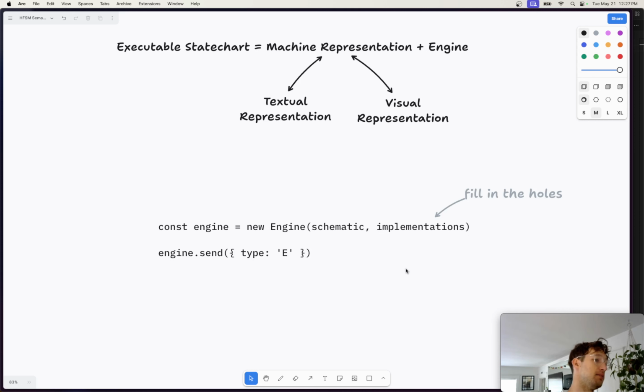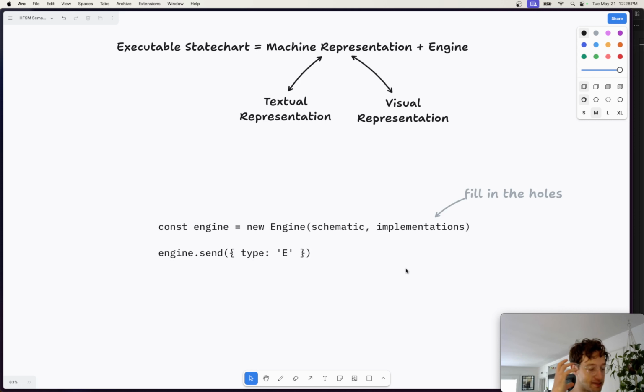This also powers simulation, right? So we can mock out. Simulation is just the mocking of these holes and allowing a user to select what condition is true or something like that. And then thirdly, it allows you to change those implementations. So the same state chart can have a different extended state and a different set of implementations associated with it.